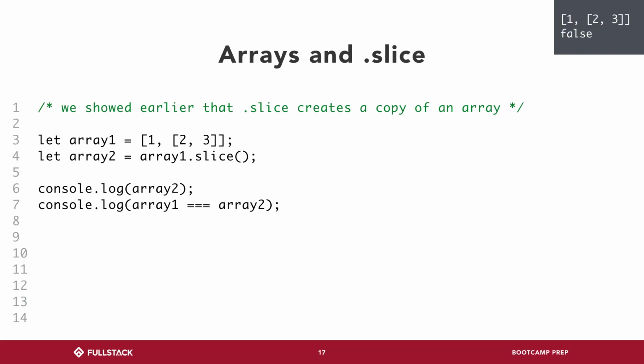And it's false because that slice is creating a shallow copy. So they're pointing to different references. Exactly. Array 1 brackets 1 and array 2 brackets 1 are the same, but array 1 is not the same as array 2. Did I see a hand that I missed?